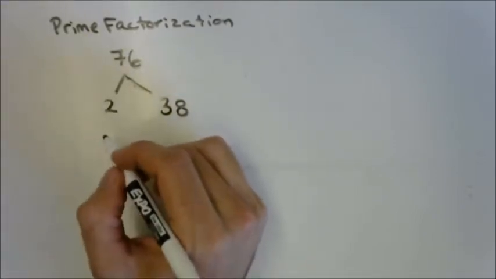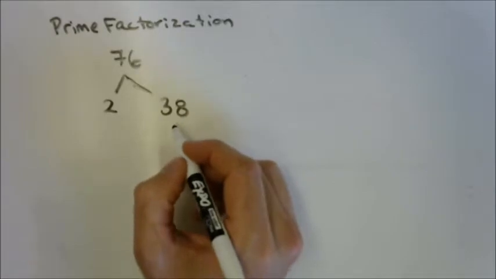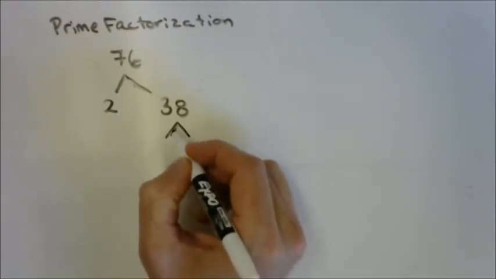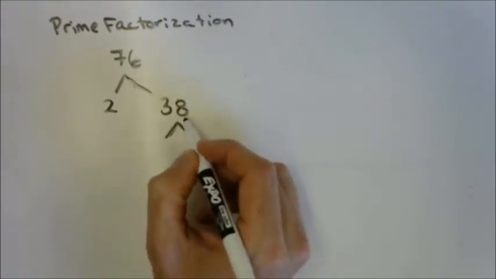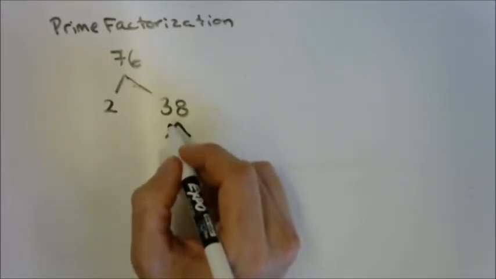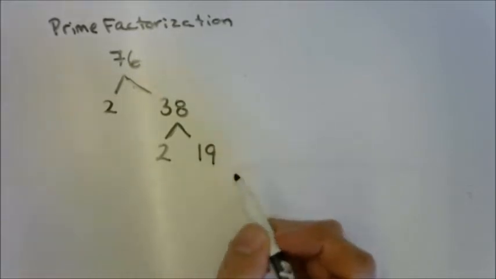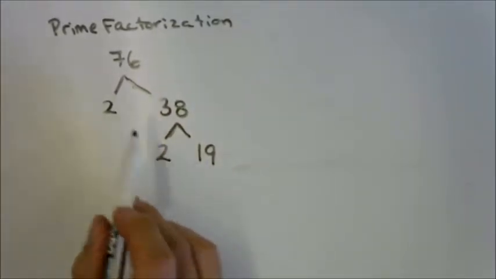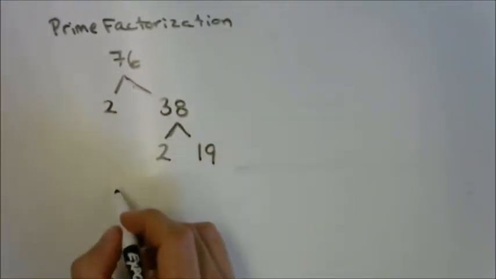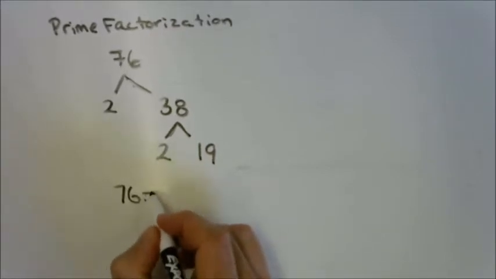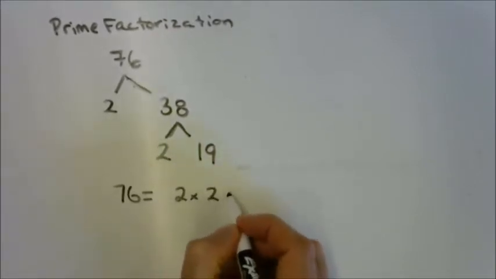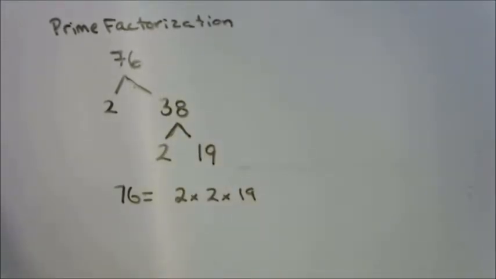2 is already a prime. So now 38 I can split into what? Well, it's even. Well, close. It's even, so I know I can divide it by 2, and it's going to be 2 and 19. 19 is a prime number, that's why this was kind of a boring one. But the prime factorization of 76 is 2 times 2 times 19. And that will work for any number in the whole world. Okay? Using that strategy to get its primes.